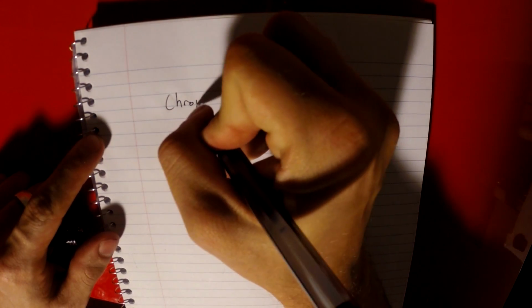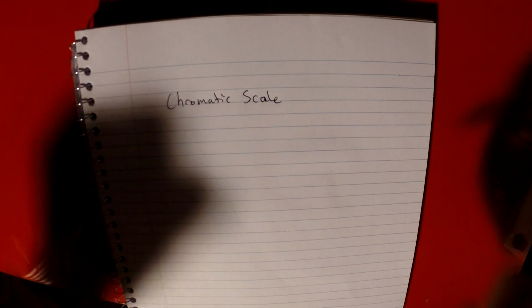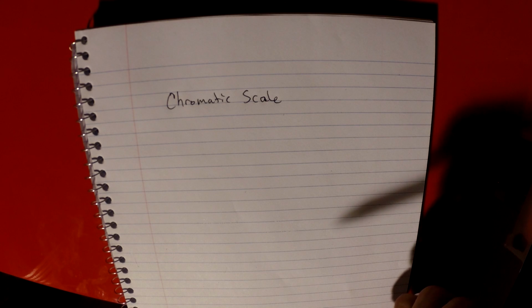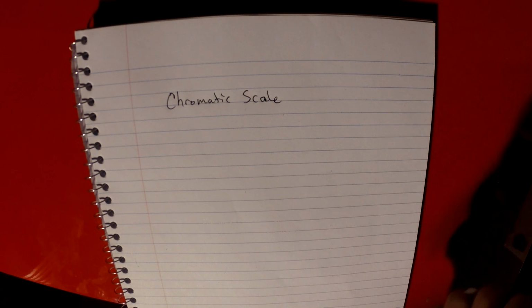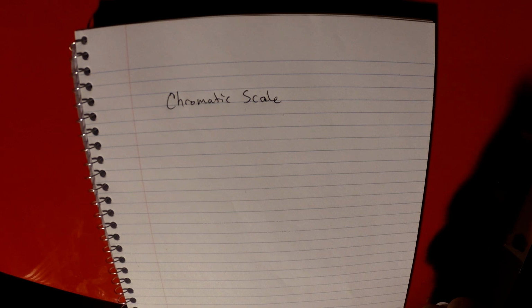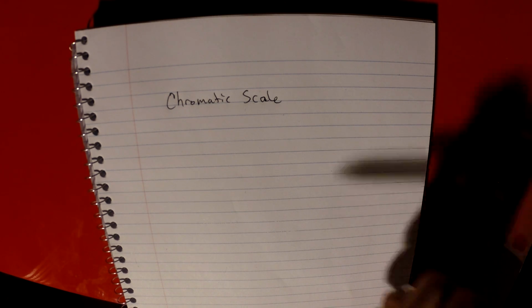So basically the chromatic scale is the scale that contains all of the notes within our tuning system. It's done in a series of half steps. It includes all of the black and white keys that you would see on a piano, or all of the frets on a fretted instrument, one after the other beside each other.